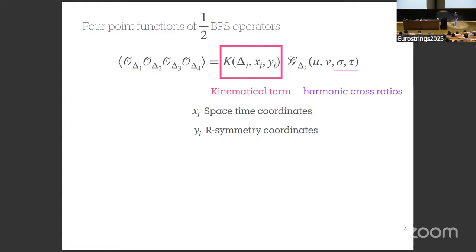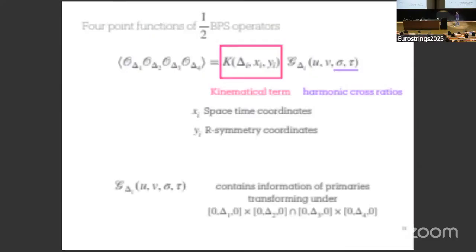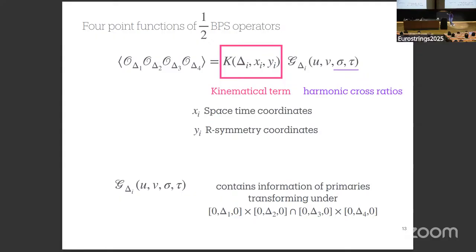So essentially we need to introduce, in addition to the usual cross ratios, also sigma and tau, which are called harmonic cross ratios. This is nothing very special. Now, what do we have? This correlator here, this function curly G, contains information of all the primaries, as I said before. This is essentially the same as we had in the previous slide, that transform under the tensor product of these two representations and under these two.